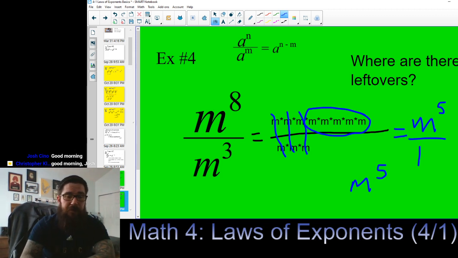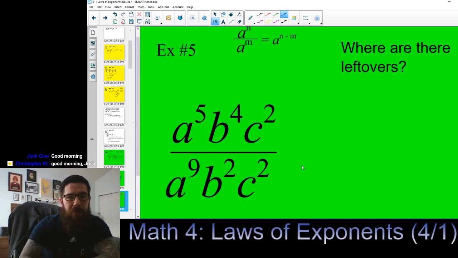Again, same process. Sometimes cross-canceling is easier. Sometimes subtracting is easier. If we went back to the way the law is stated, we see I'm dividing the same base. I've got an 8 for my n variable and a 3 for my m. If I were to subtract those, 8 and 3, that gets you your 5. You can choose which one makes the most sense for you. There are different options for both cases that work better than the other.